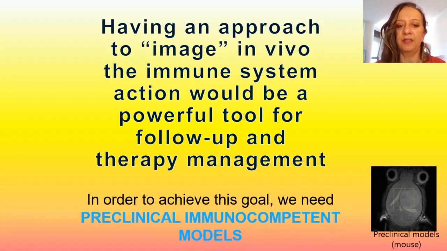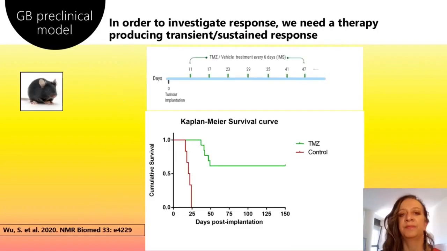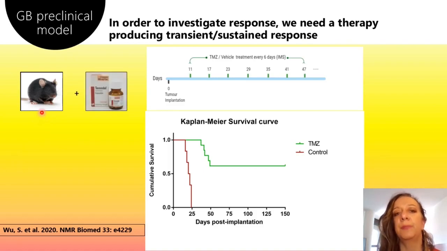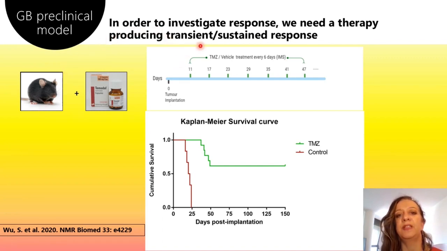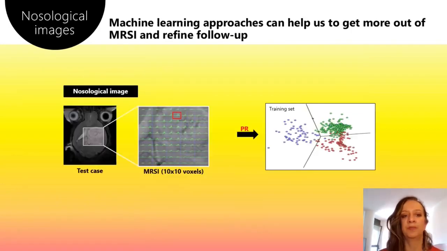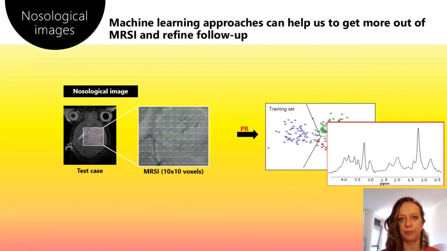For properly studying that, we need to use preclinical immunocompetent models. So I will briefly explain some of our results which conducted us to our working hypothesis. In order to investigate response, in addition to preclinical immunocompetent models, which in our case is the GL261, we need therapeutic approaches which are able to produce either transient or sustained response. In this case, temozolomide, which is administered in an immune-friendly schedule every 6 days, which we have described in this reference. We have described the MRSI study of control and temozolomide-treated responding tumors.